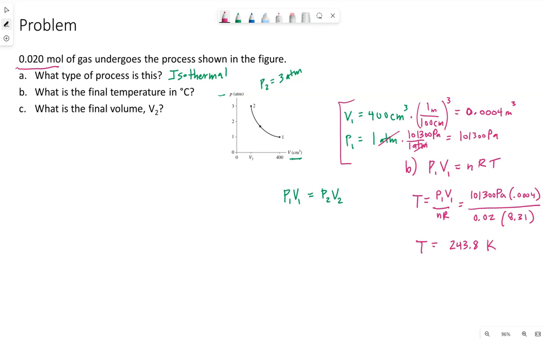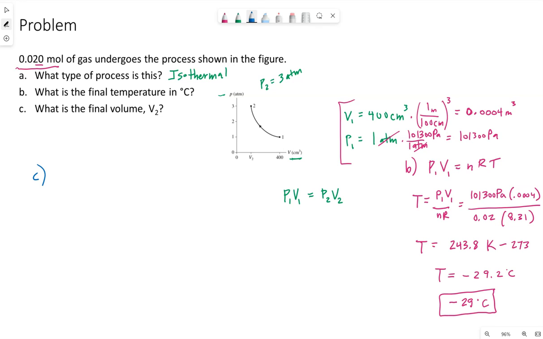It is asking for the temperature in degrees Celsius, so I do need to subtract the 273. And then I need to think about my sig figs. So the numbers, let's see, our moles is going to determine our sig figs. That's two significant figures, just the 0.02. So this temperature, both finally and initially, is negative 29 degrees Celsius. So this is our answer to part B.